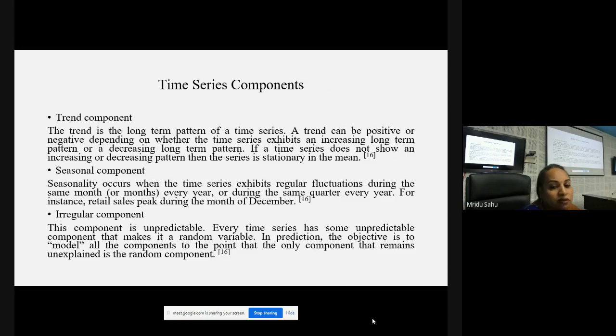So the trend is a long-term pattern of the time series. A trend can be positive or negative also. Suppose we took a graph, it went up, it went down, it went anywhere, so its positioning is neutral position, negative position, positive position, so you can see that. Then the seasonal component: seasonality occurs when the time series exhibits regular fluctuations during the same month every year or during the same quarter every year. For instance, retail sales or market.